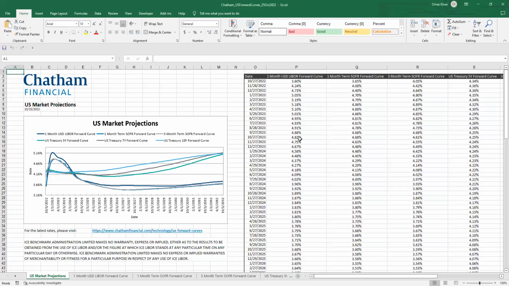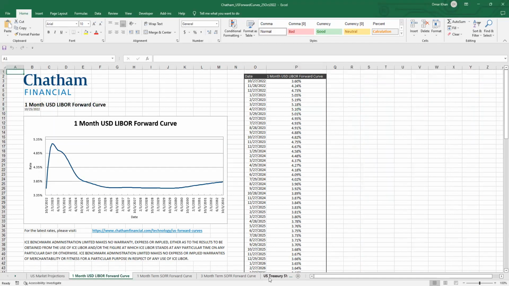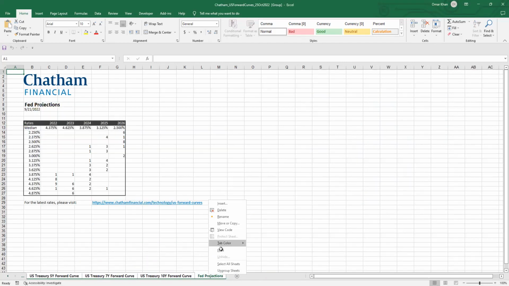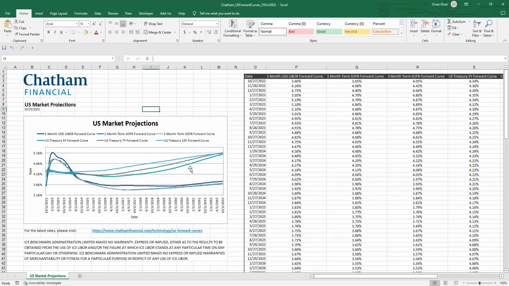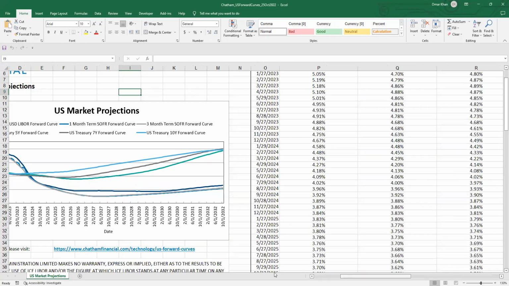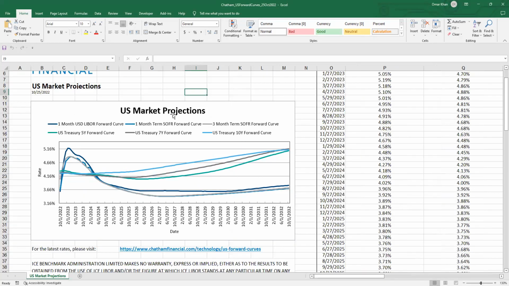And what you're now going to see basically is the market projection, right? I'm not going to go into all of these details about these various tabs. I'm just going to hide them. And then I'm going to show you what we really are looking at. So basically what I want you to do is focus on this graph, right?